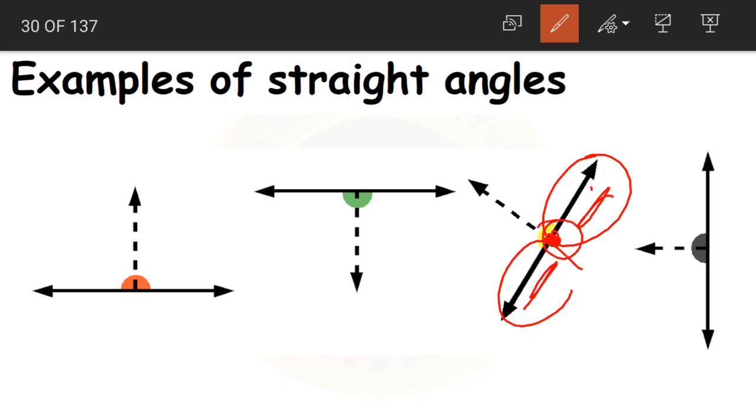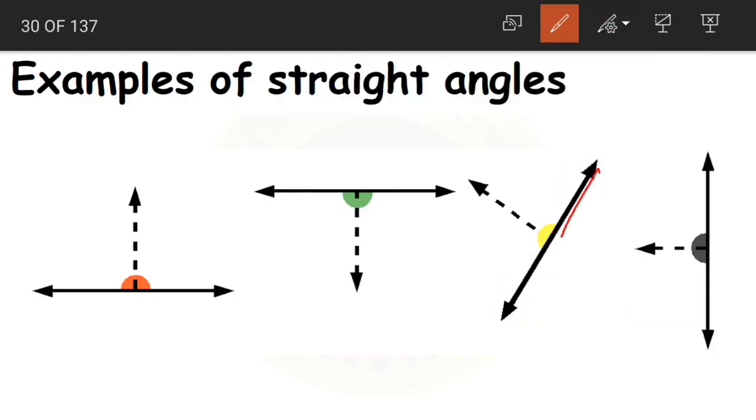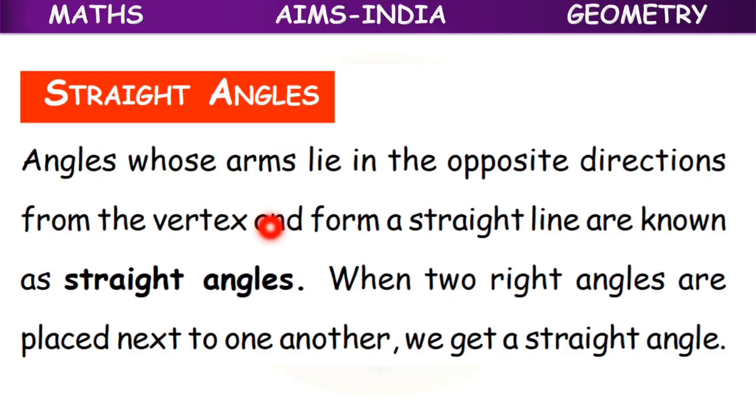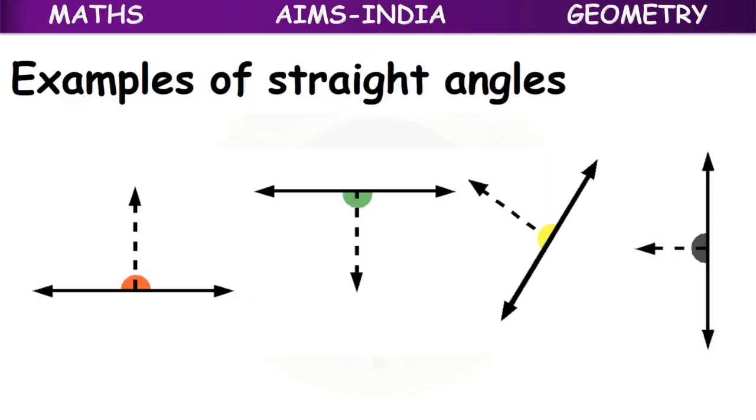So because they are in opposite direction, what can we see here, children? We can see that they have formed a straight line. So as they have formed a straight line, the angle thus formed becomes a straight angle. Is this clear? Again, let us read again. Angles whose arms lie in the opposite direction from the vertex and form a straight line are known as straight angles. I hope this is clear, right?